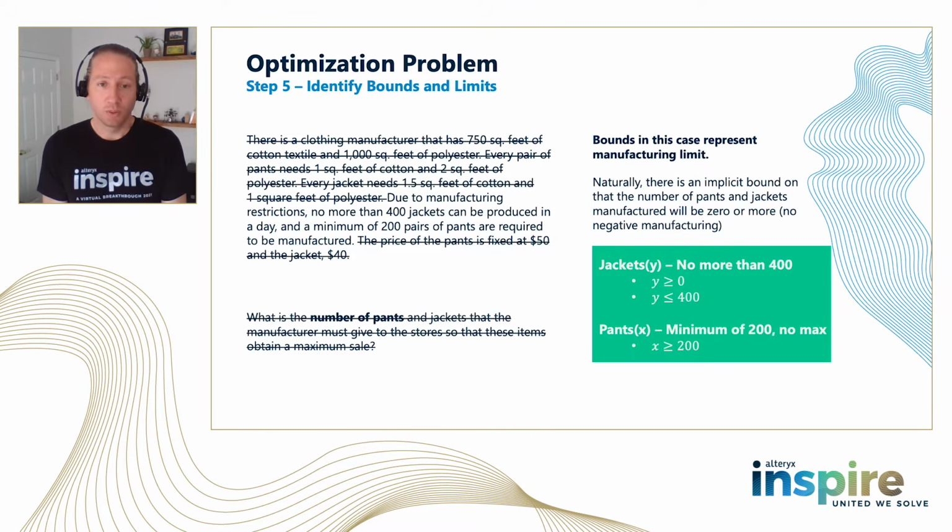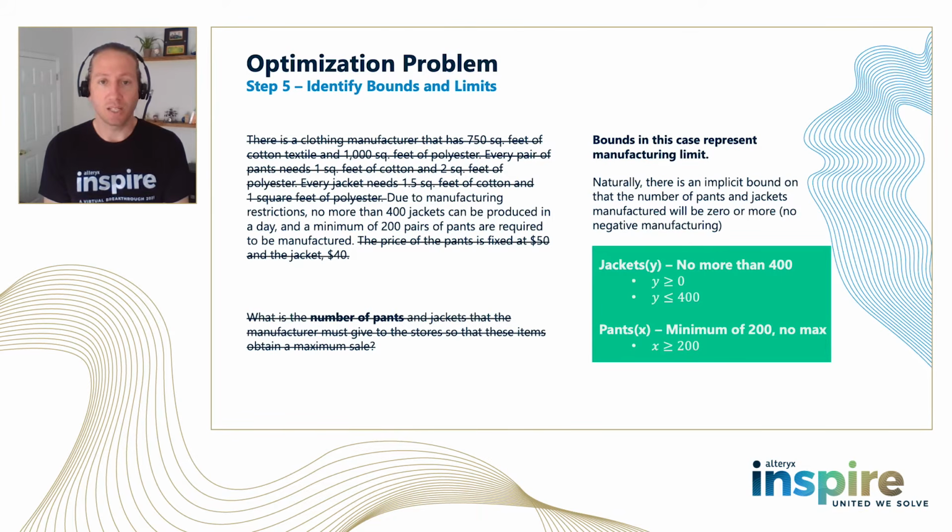I have to produce no more than 400 jackets. Or maybe a better way of saying that is, I cannot produce more than 400 jackets. So y is less than or equal to 400. So it's 0 or above, all the way up to 400. So anywhere between 0 and 400 is possible. For pants, we have to have a minimum of 200, but there's no maximum given the limit and bound.